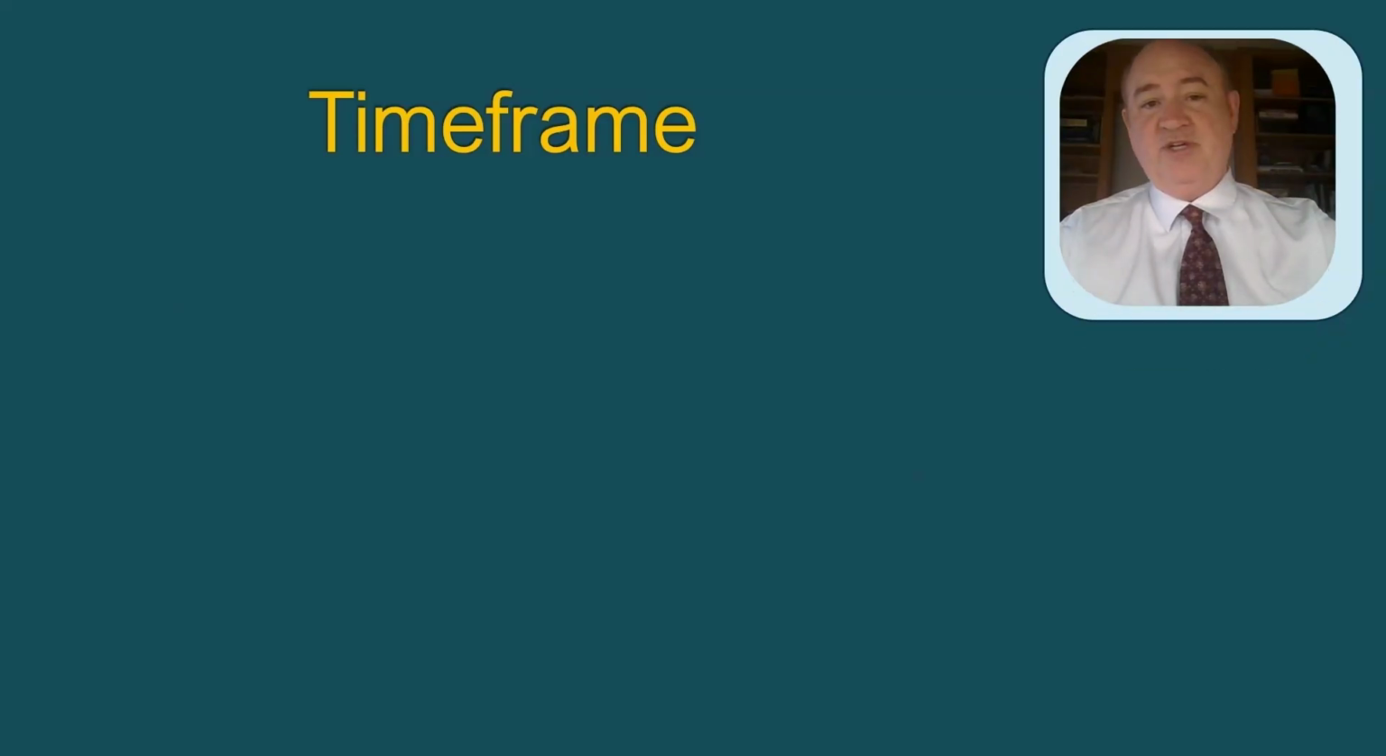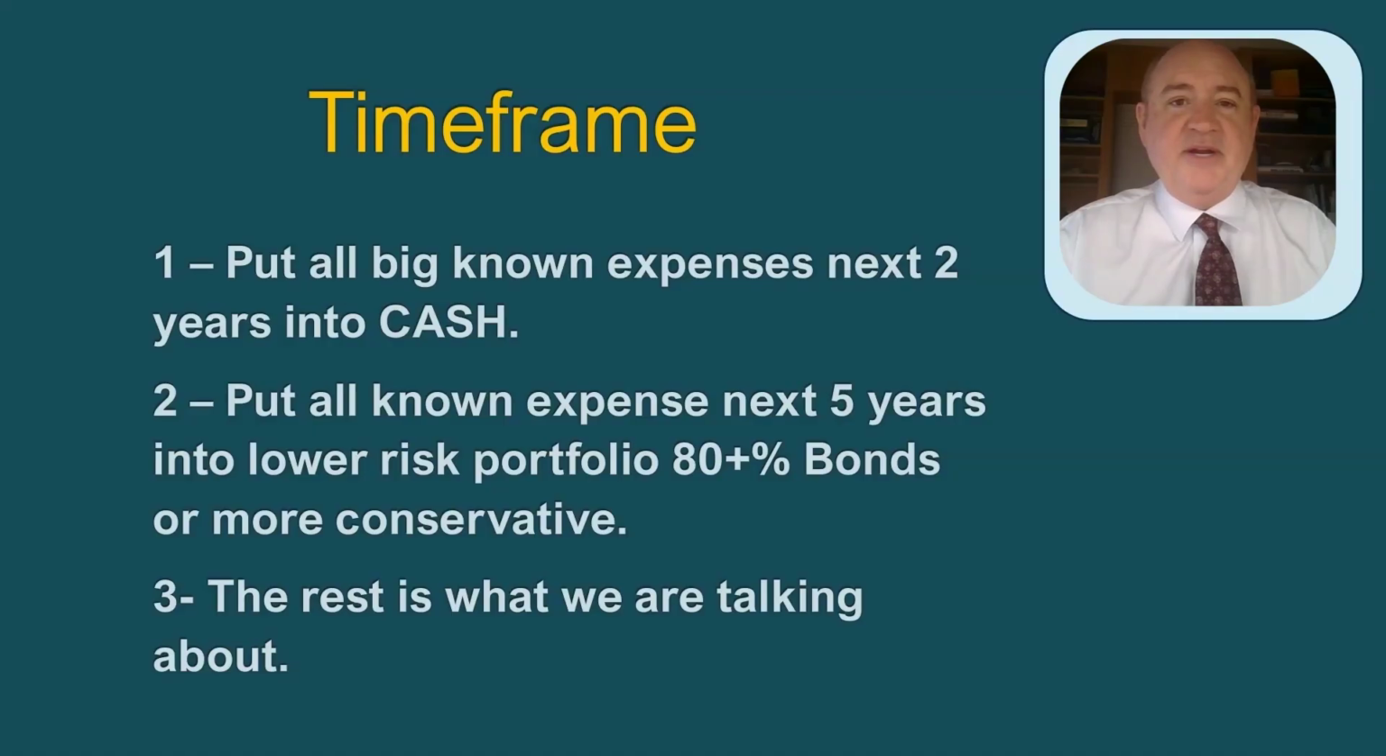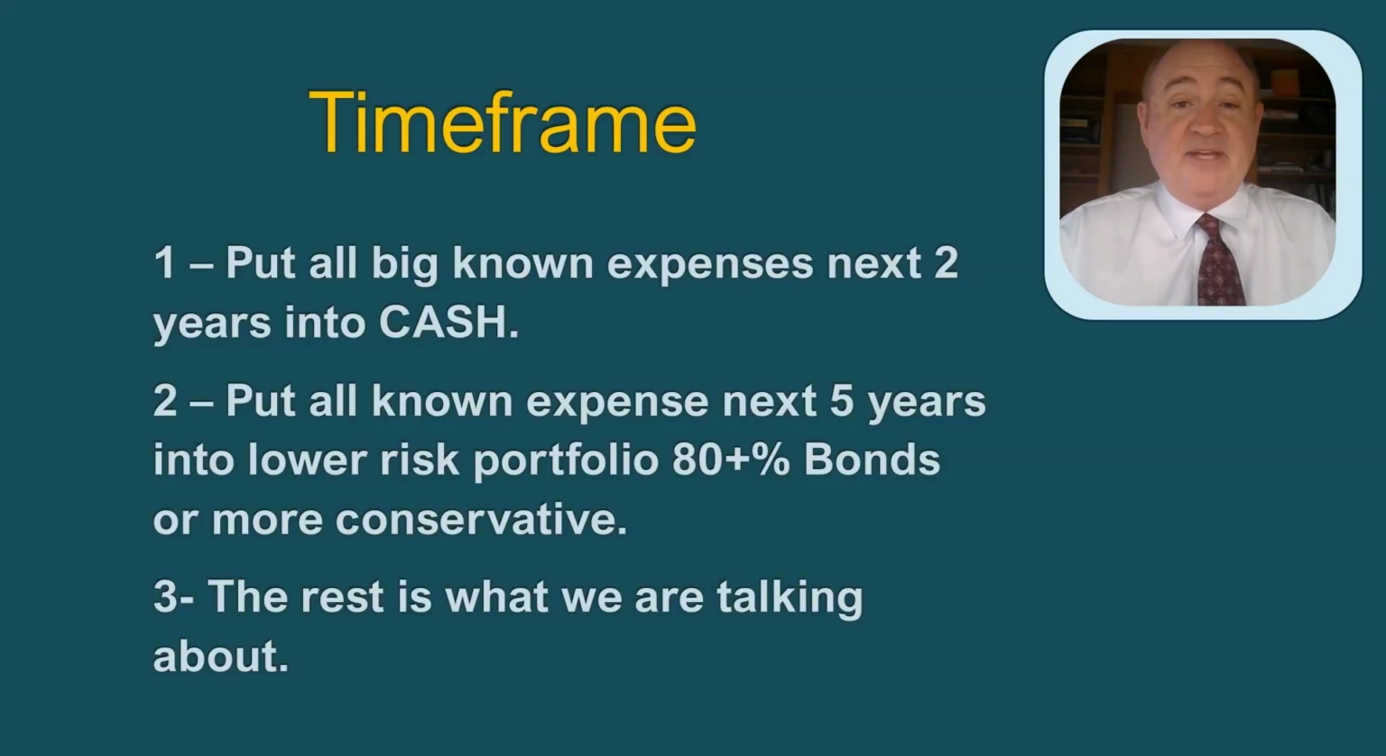Before we get too much into risk, let's first take a few things off the table. Anything you're going to spend money on in the near future, for the next 2 years, just put it in cash. Any known expenses in the next 5 years that are not coming out of your income, that are coming out of your savings, let's put that in a super low risk portfolio, 80% bonds or something equivalent that's very conservative. And the rest is what we're talking about. The rest of that money, let's figure out your risk tolerance for it.